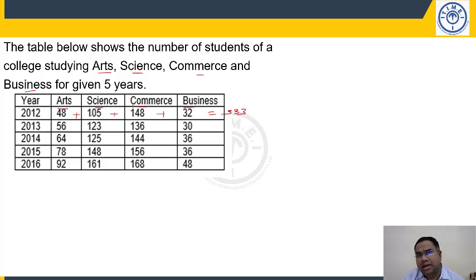I am not teaching that here. Already we have discussed it in the speed maths class. In the speed maths session, you can watch 2-digit addition. So for 2012, that means in a particular year, if you want the sum of all students in all the subjects together, you have to do the row wise total.